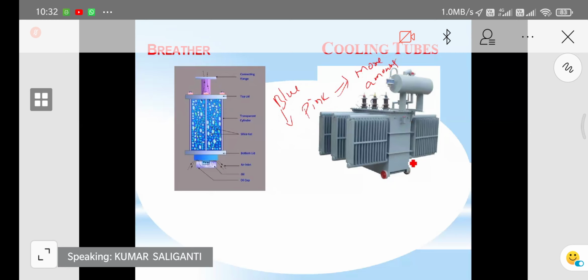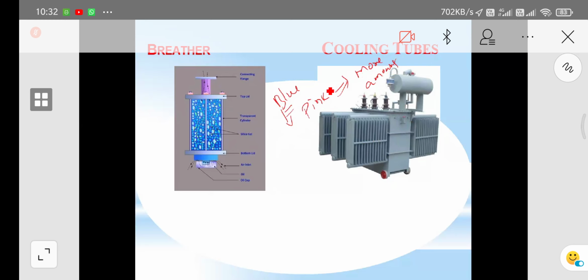Every time the transformer is under full load conditions, the transformer oil gets heated, so with the air, the breather will absorb the moisture here. So then what happened here? In the breather, the silica gel will absorb the moisture. When the moisture enters the breather, the silica gel color changes.